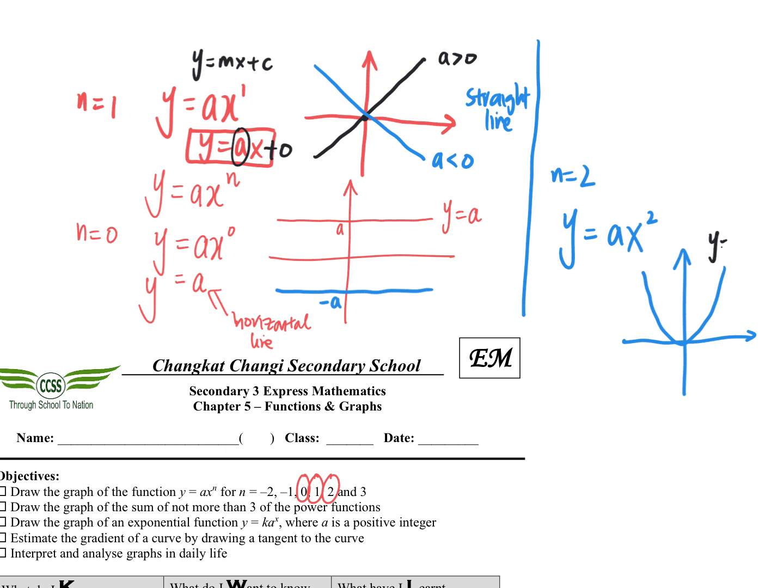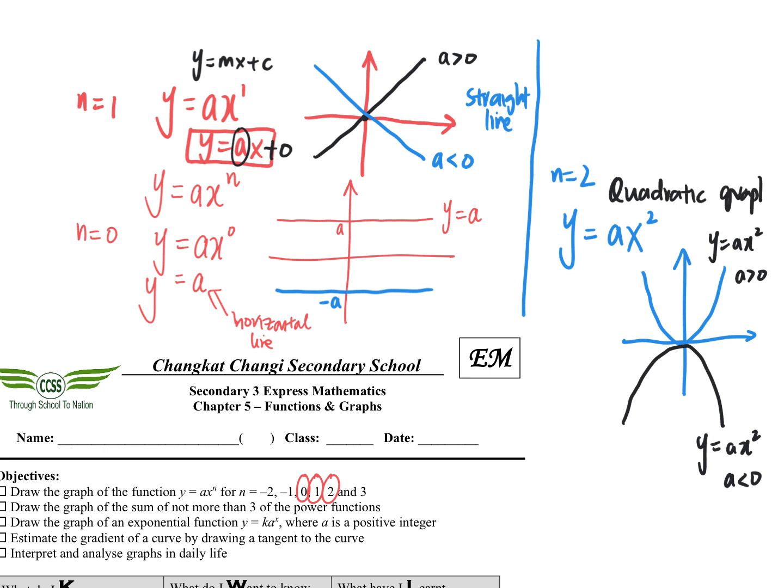So this is the smiling one. When your a is positive, you smile. Then this is the negative one. When your a is negative, you frown. So this is called your quadratic graph. So we have learned these 3 types already. It's either horizontal when power 0, straight when power 1, quadratic when power 2. So these 3 types we learned before.